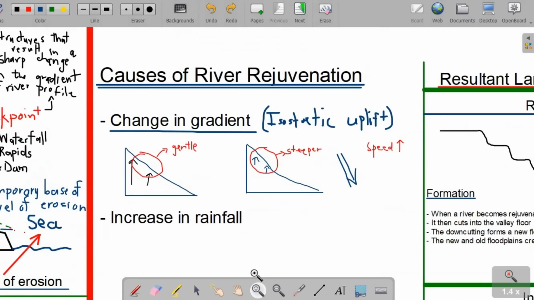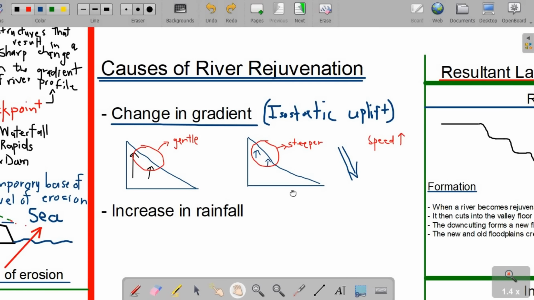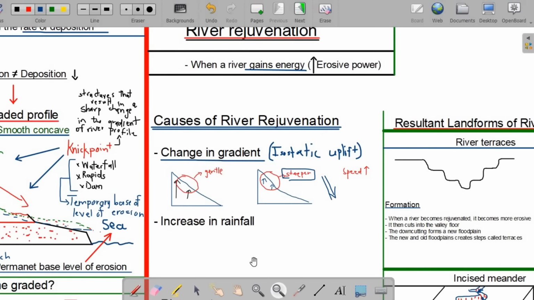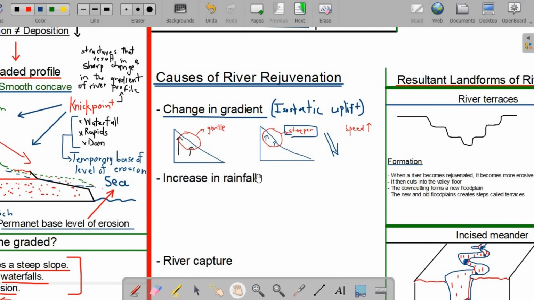But you really have to discuss this, guys, when you are describing it. Ensure that you mention that isostatic uplift results in a steeper slope. A steeper slope means that the river speed has increased, and hence it has been rejuvenated or has gained energy. That's how you describe that.